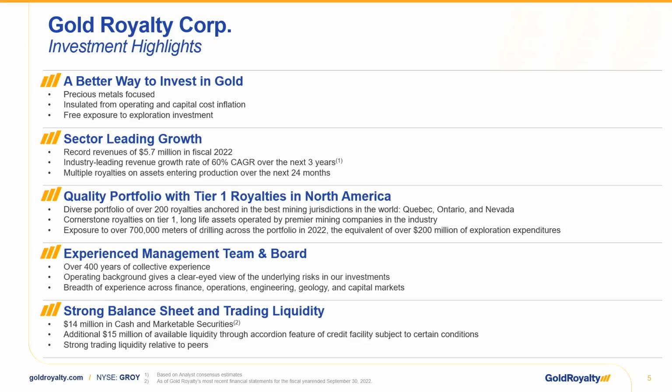And Gold Royalty Corp, over a very short period of time since our IPO less than 2 years ago, has grown our royalty portfolio more than tenfold from 18 royalties in our IPO to over 200 royalties within the best mining jurisdictions in the world. A heavy concentration of our royalty portfolios in Nevada, Quebec, and Ontario. And in assembling this royalty portfolio, we've assembled a portfolio that's delivering peer-leading growth in revenue.